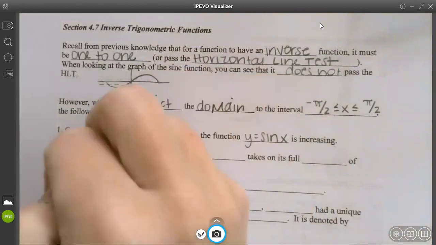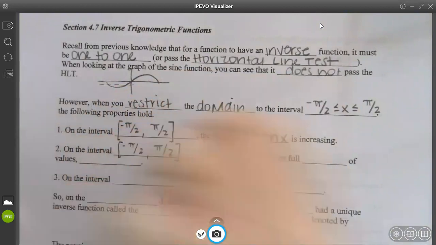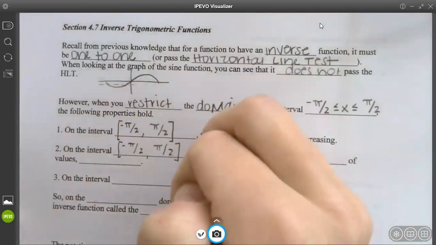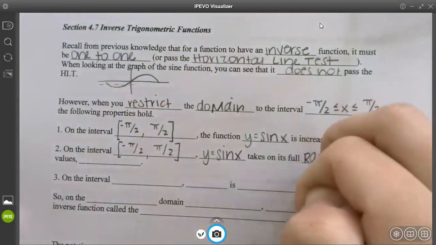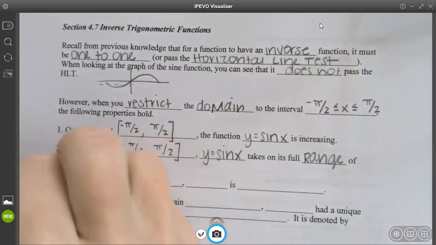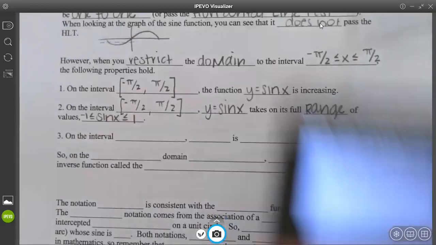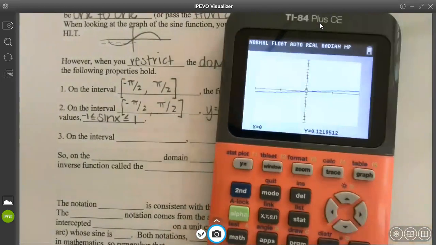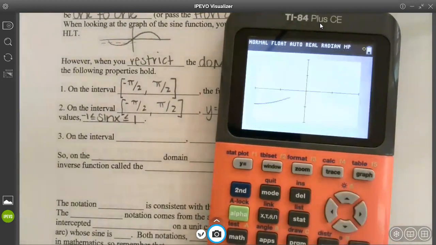So on that same closed interval, negative pi over 2 to pi over 2, y equals sine x takes on its full range of values from -1 to 1. So -1 less than or equal to sine x less than or equal to 1. So I'm going to show you that too, and then you guys can see it a little bit better when I restrict this domain.